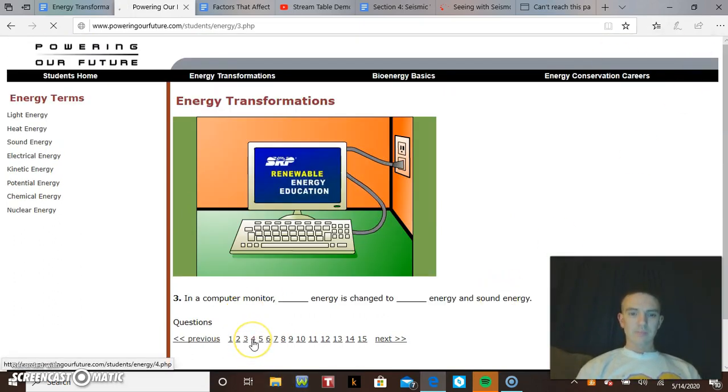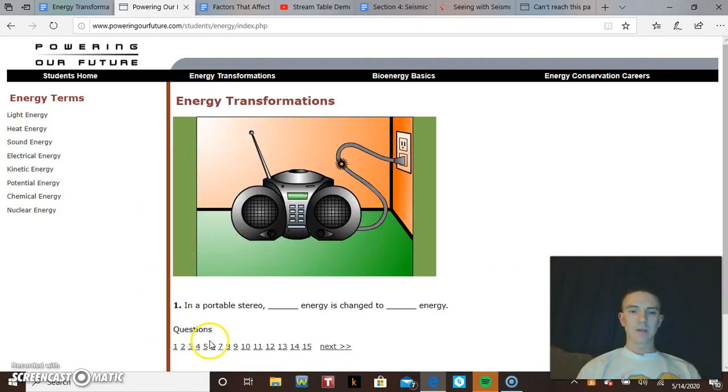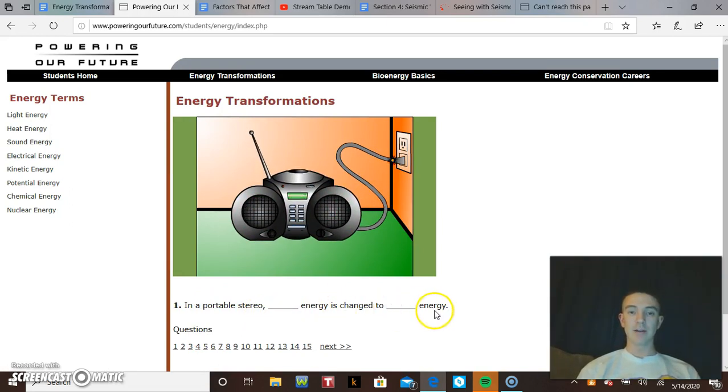Number four. Notice 1, 2, 3, and 4. Here's number 1 again. In a portable stereo, blank energy is changed to blank energy.